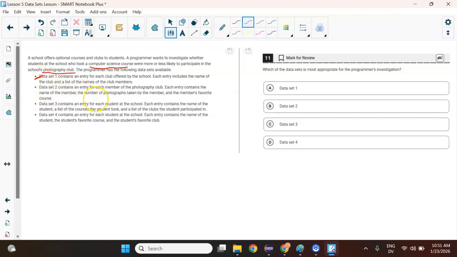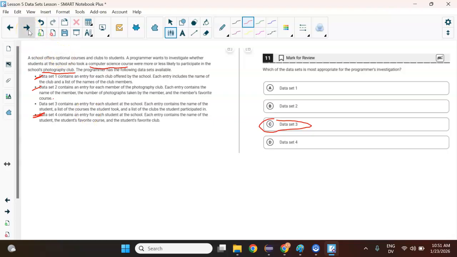The second one does talk about courses, but it's only their favorite course. It doesn't have all the courses they took. So that one's out. And then I think data set 3 is the one we want, because it contains the name of the student and the courses they took, so all their courses and all their clubs, which is what we want. So we could look at whether, if they were in the computer science course, they were also in the photography club. And again, data set 4 just has favorites. It doesn't have all the clubs and all the courses, so it's not going to work great either. Okay, so again, this is what it might look like on the AP exam.